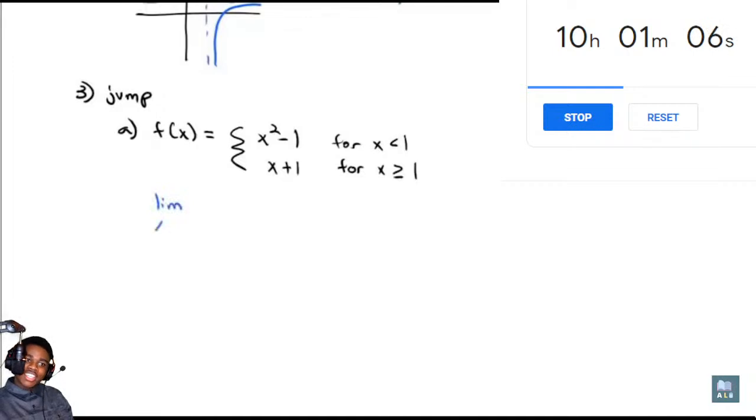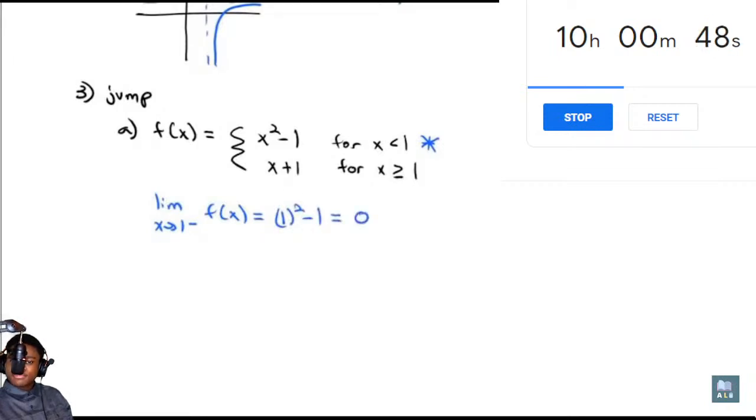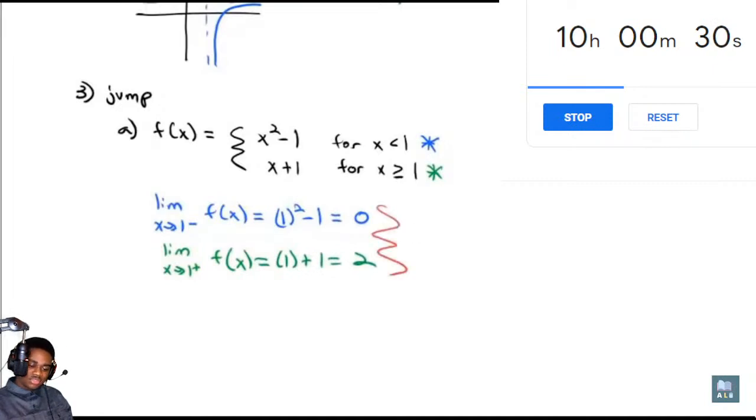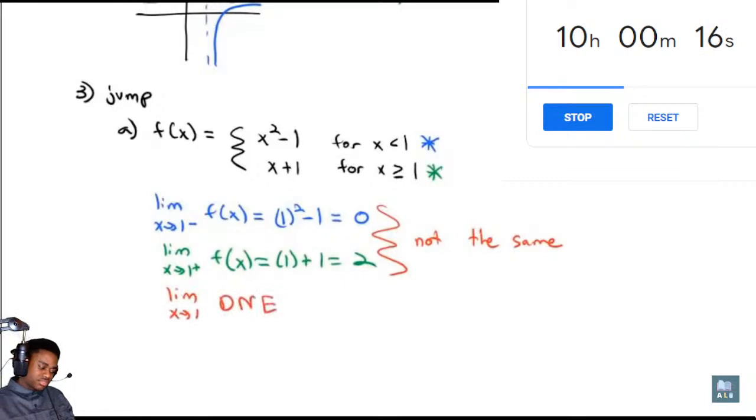Because if we take the limit as x goes to 1 from the left, or smaller values, we use the first equation. So we'll directly substitute 1 into x squared minus 1, and we get 1 squared minus 1, which is 0. And we compare that to the limit coming in from the right of 1. Coming in from the right, we want the bigger values, so we'll plug it into x plus 1, or 1 plus 1, which is 2. And because these are not the same, we have a jump in the graph, and the limit as x approaches 1, again, does not exist.